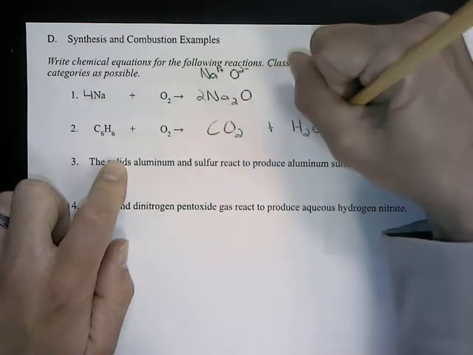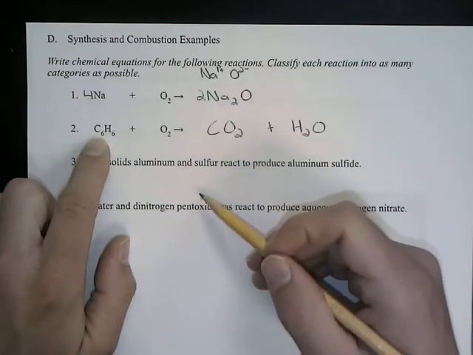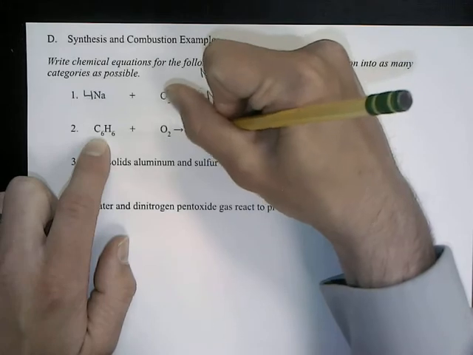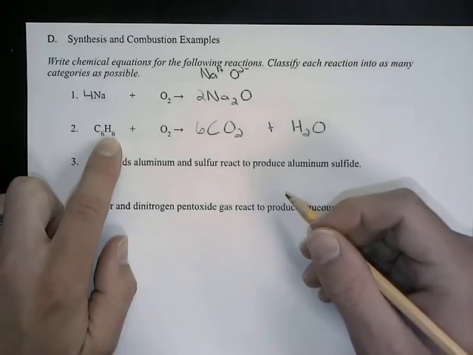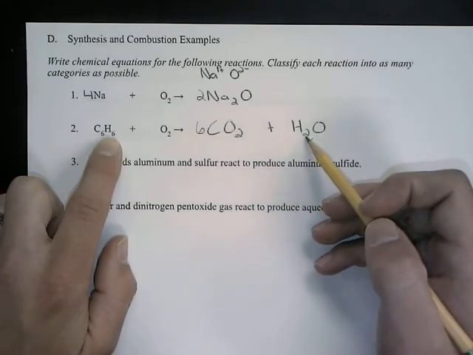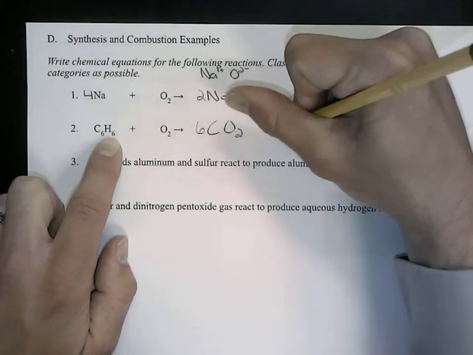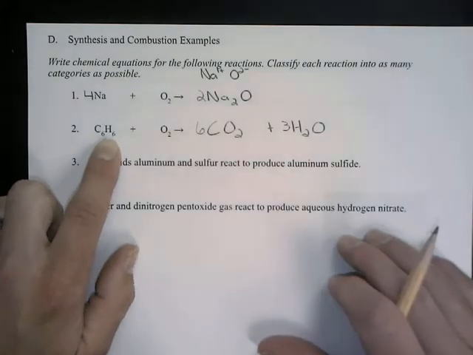So now we get underway and we start to balance. Over here on the left, we have 6 carbons. On the right, we have 1. So we make that a 6. We have 6 hydrogens on the left. We only have 2 on our right, so we need to put a 3 out in front to get us to 6.